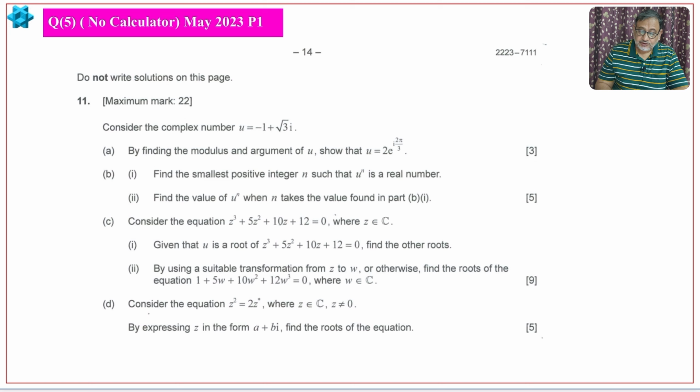One last question, which is from a past paper, May 2023. Do not write on this page. It says maximum marks 22. See, this is a 22 marks question. Consider the complex number u equal to -1 plus root 3i.